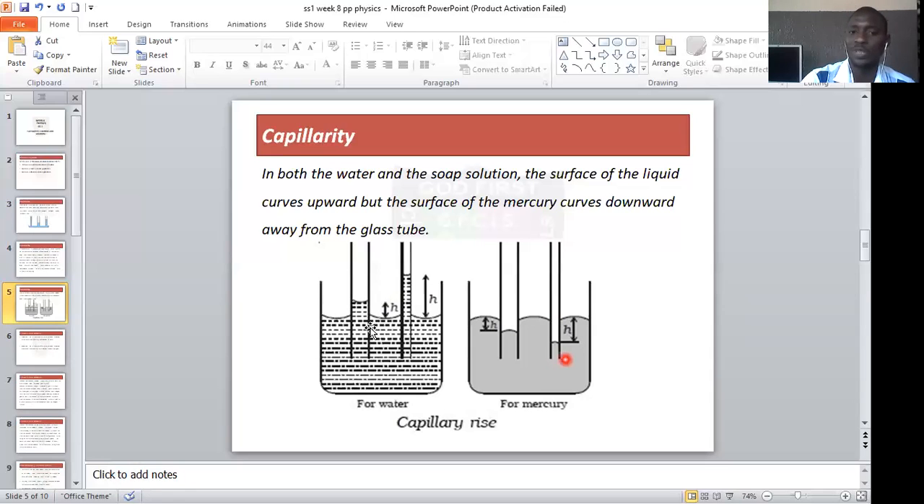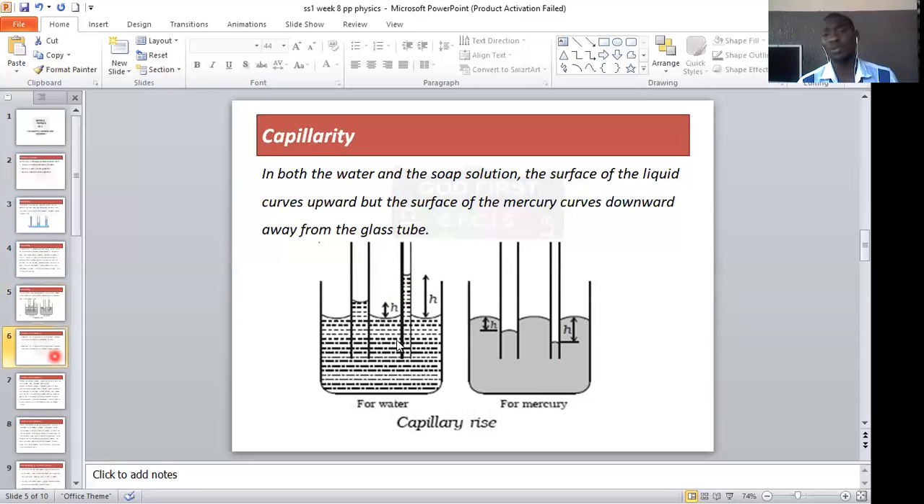But in the case of water, the narrower the tube, the higher the water rises in the capillarity tube. These are the effects of capillarity action. So why does water rise and mercury fall? We'll look at that as we continue in the topic.